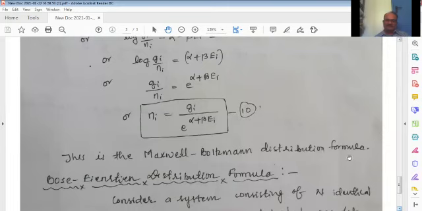Rearranging the terms, this equation can be written as, take Ni to the RHS and take this to the LHS, so it becomes Ni is equal to Gi divided by e to the power alpha plus beta Ei. So in this way we got an expression for the distribution function of the Maxwell Boltzmann distribution. So this is a very important relation, and it will be asked in the examination directly to derive it. So thanks for listening.